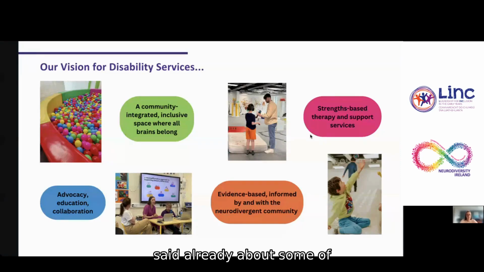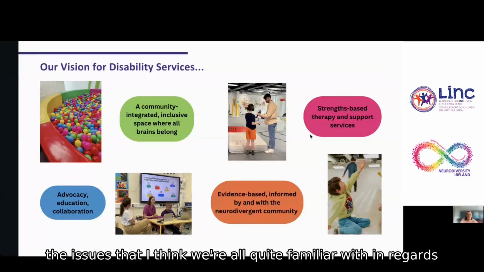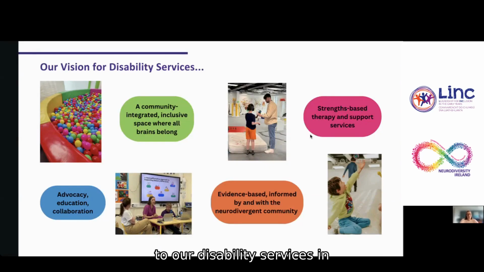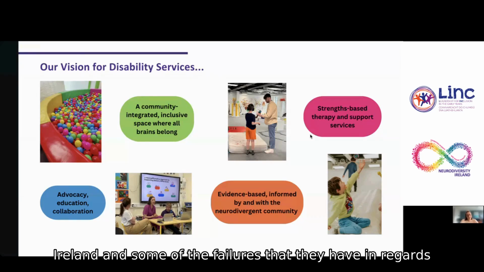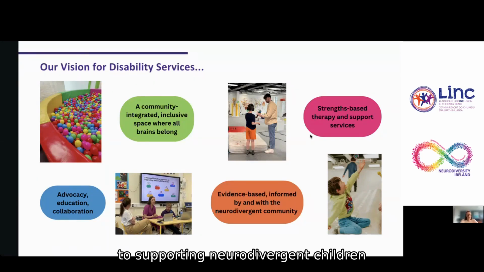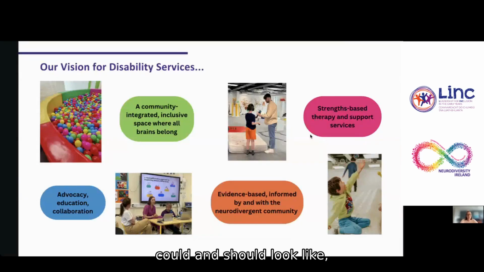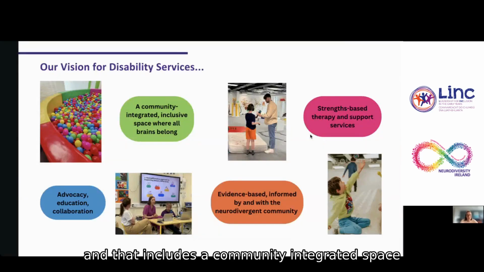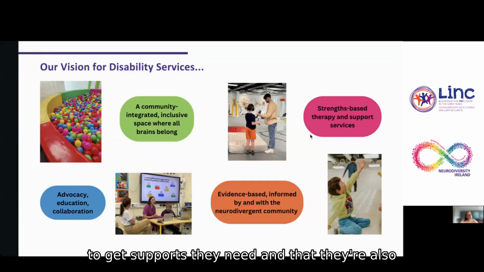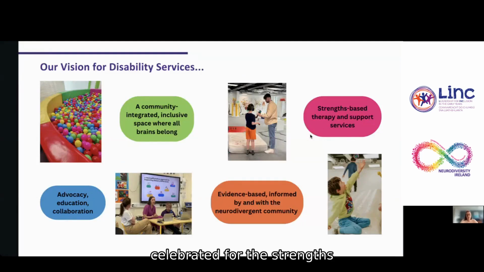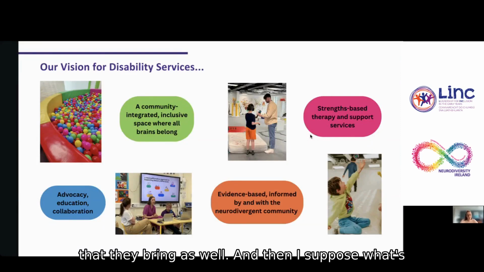I've said already about some of the issues that I think we're all quite familiar with in regards to our disability services in Ireland and some of the failures that they have in regards to supporting neurodivergent children and families. So we have a vision of what we feel disability services could and should look like, and that includes a community integrated space that's inclusive, where all kids can go to get supports they need, and that they're also celebrated for the strengths that they bring as well.